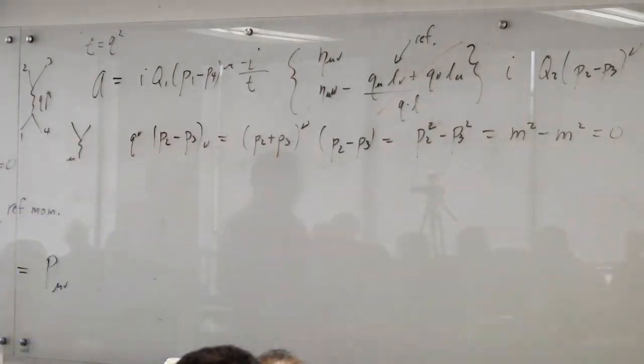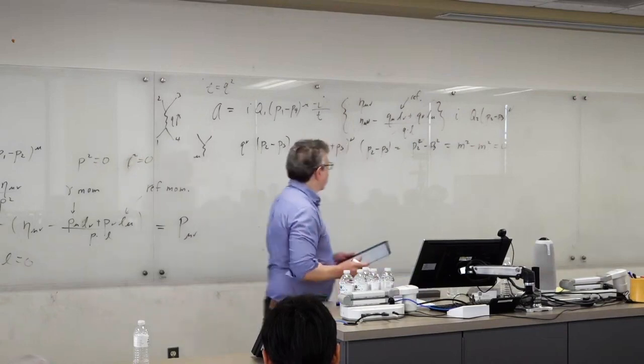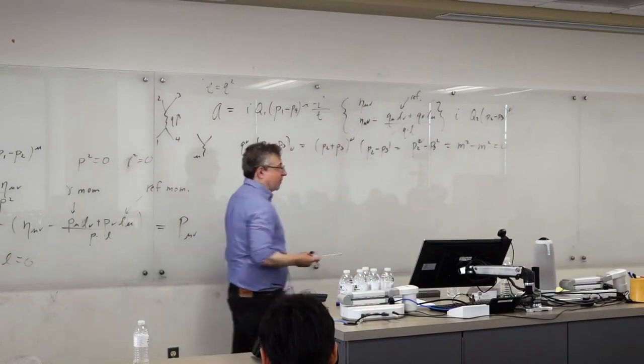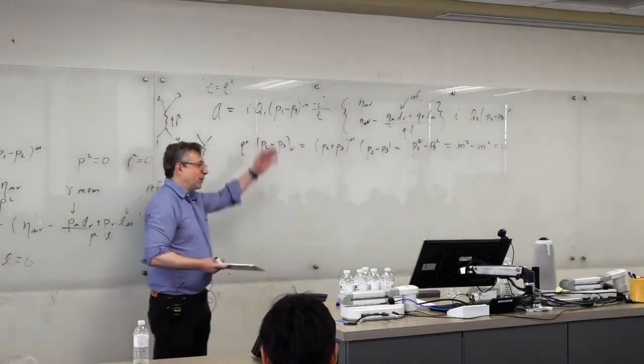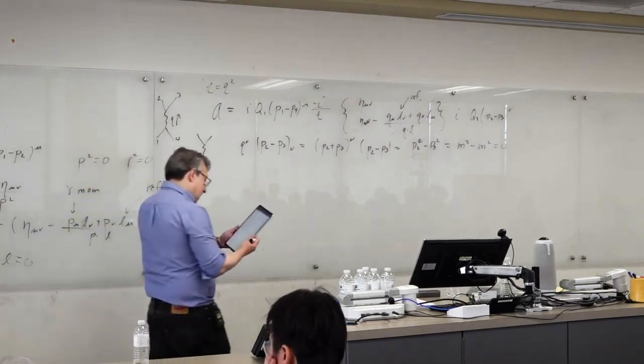Okay, now there's a reason why I'm doing this a little slowly. It's because we're going to do the same in gravity. Gravity is more complicated. Once we see how it works in electromagnetism, we'll just copy what we understand from electromagnetism, and we'll do the same in gravity.